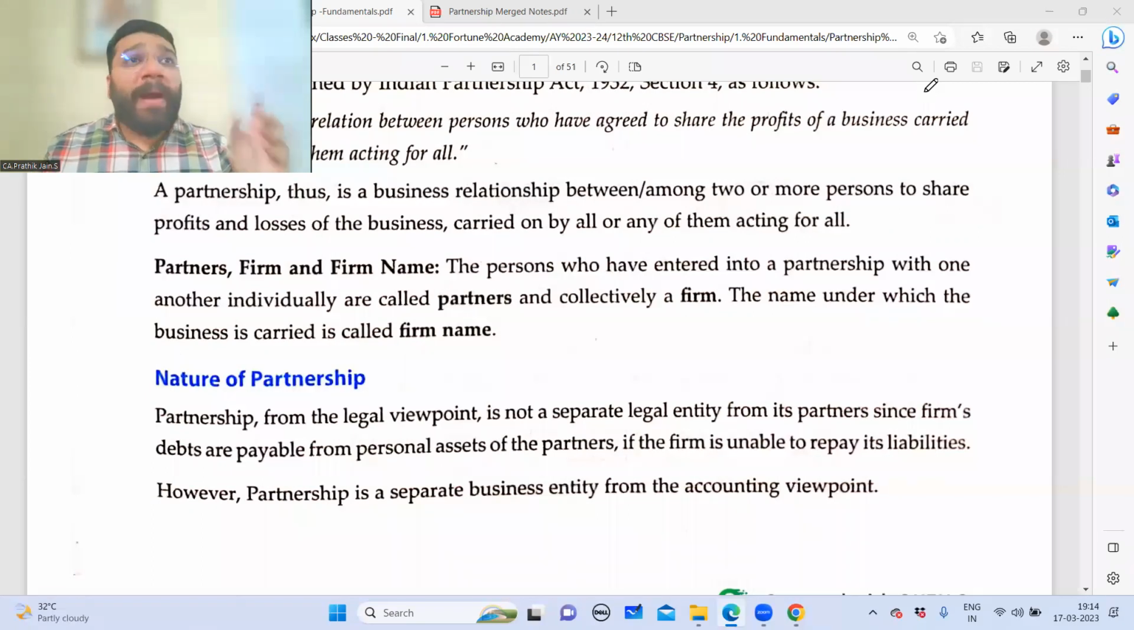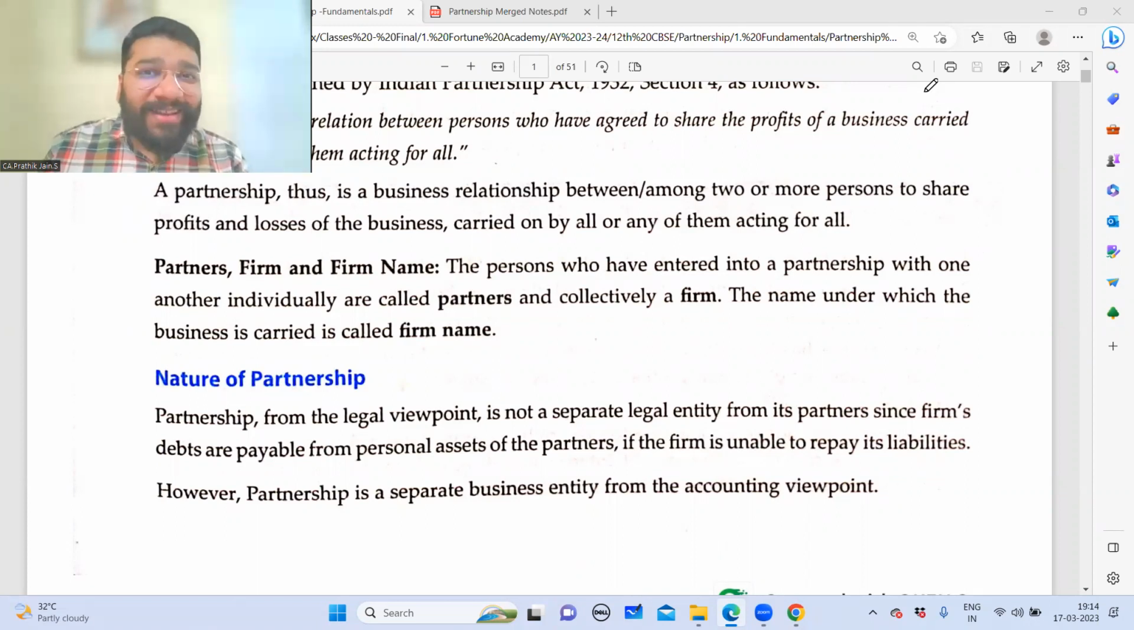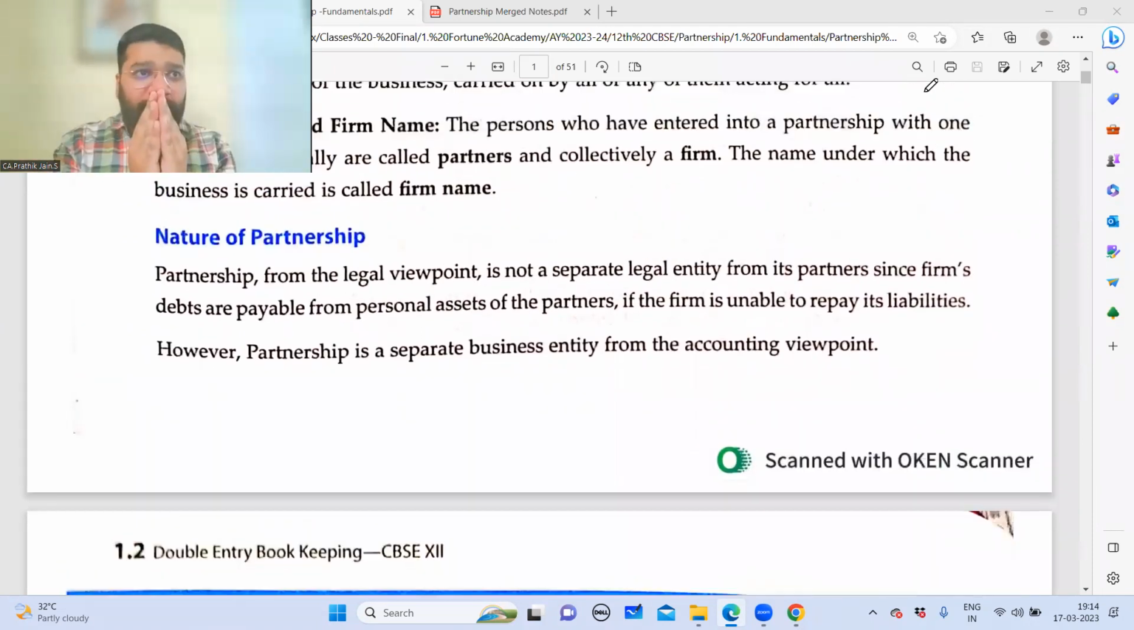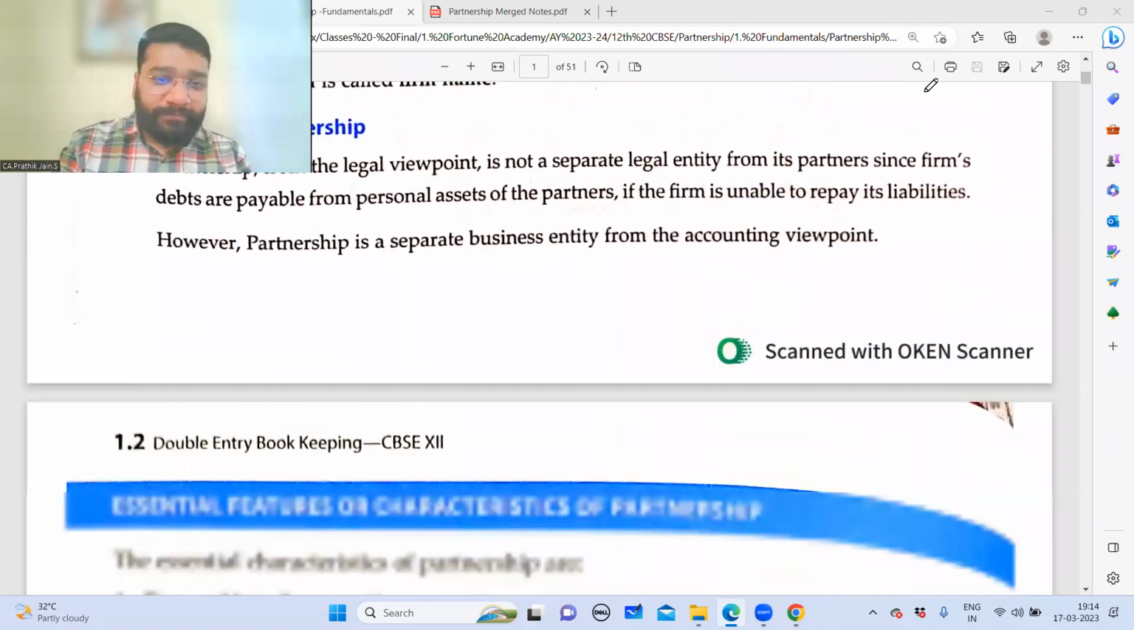And the liability of a partner is unlimited, and jointly and severally liable. So partners have unlimited liability and all the partners have liability jointly and severally. From a legal point of view, everything is the same, but from an accounting point of view, owner is different, firm is different.